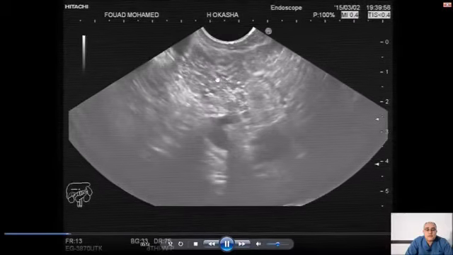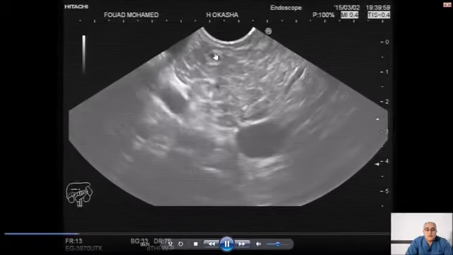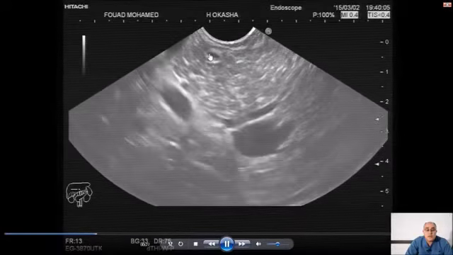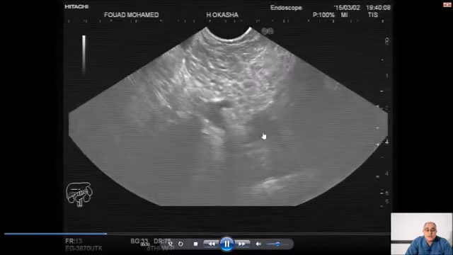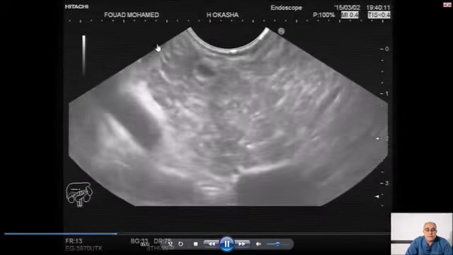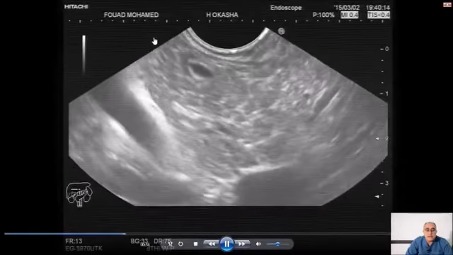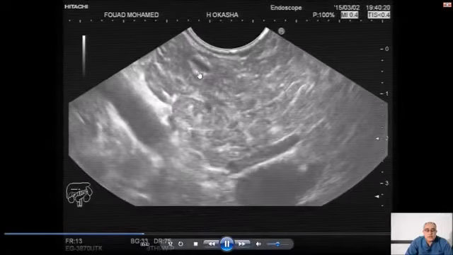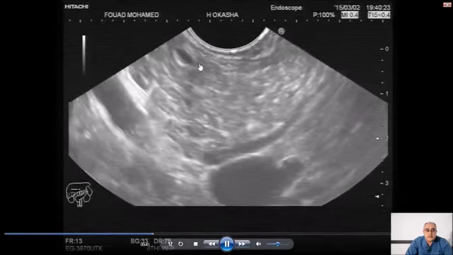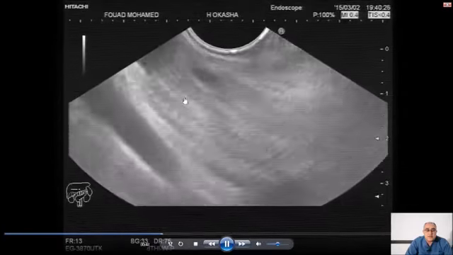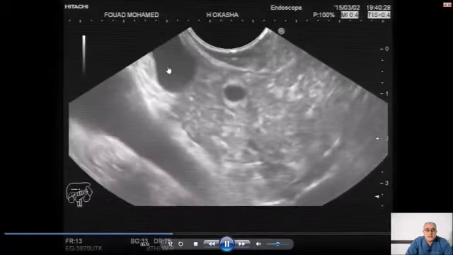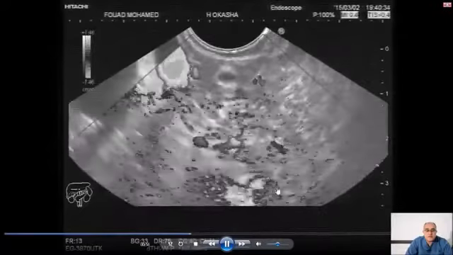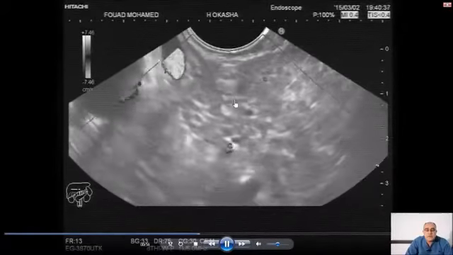Common bile duct here, expecting to see the common bile duct near to the lumen. Yes, this is the common bile duct here near the echo endoscope, near the duodenal wall, and here this is the superior mesenteric artery and the superior mesenteric vein, and here again this is the aorta, inferior vena cava, and the aorta, and here this is the common bile duct, and expecting here to see the pancreatic duct.